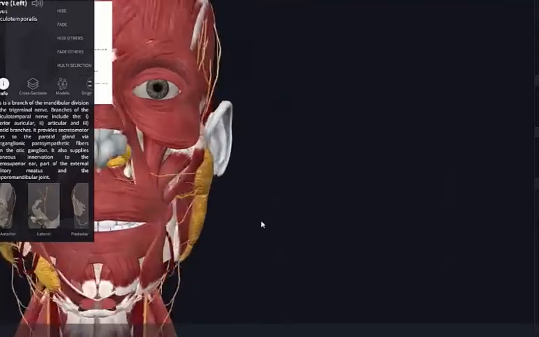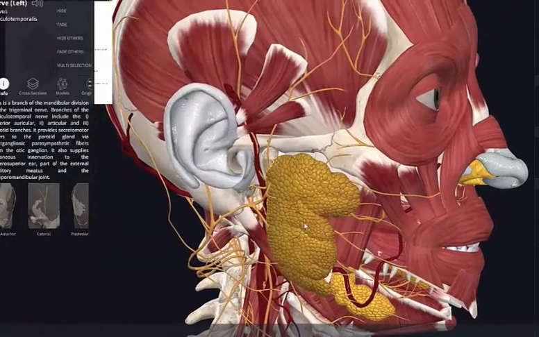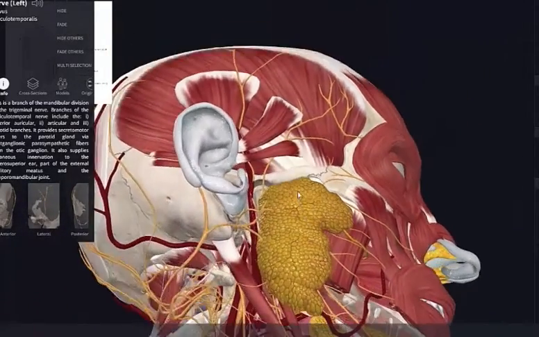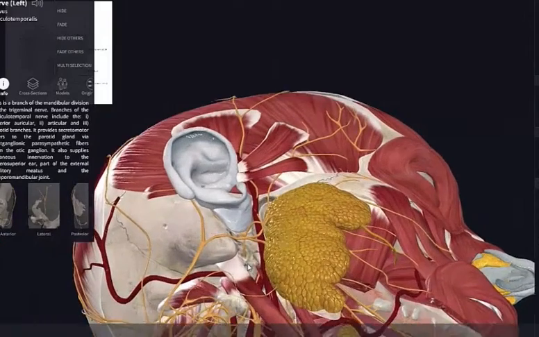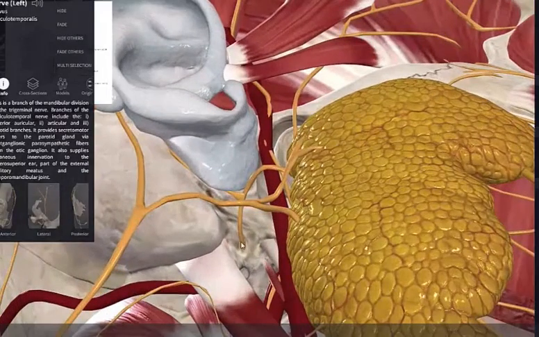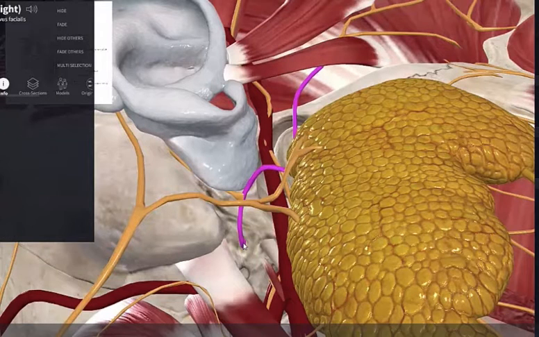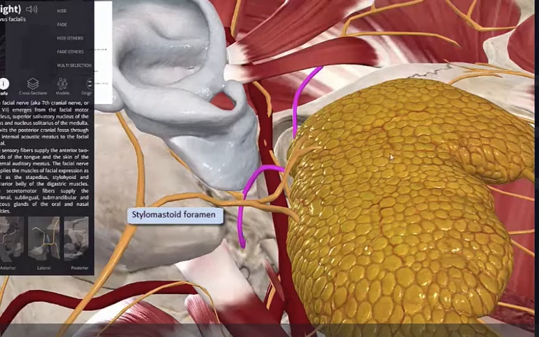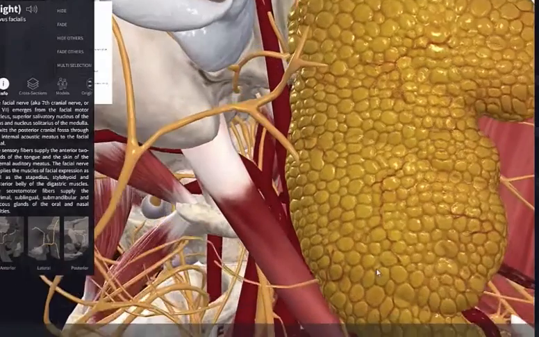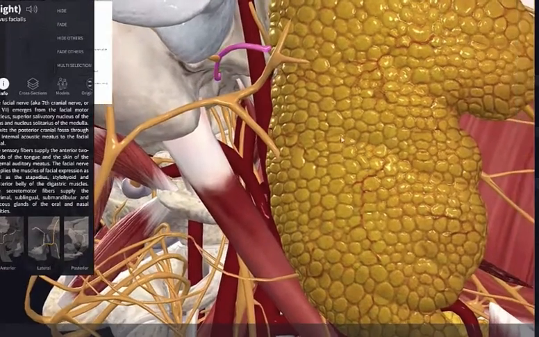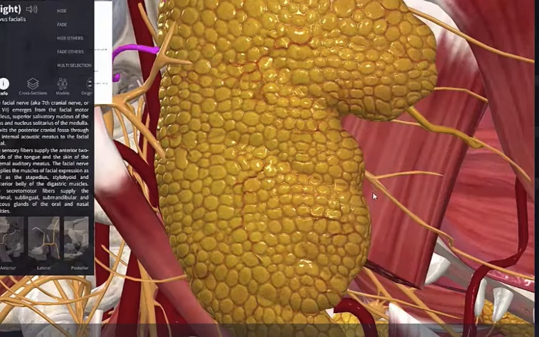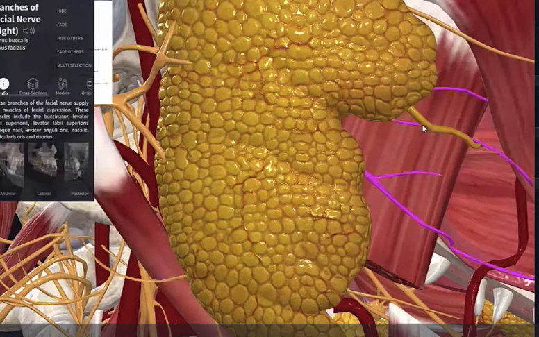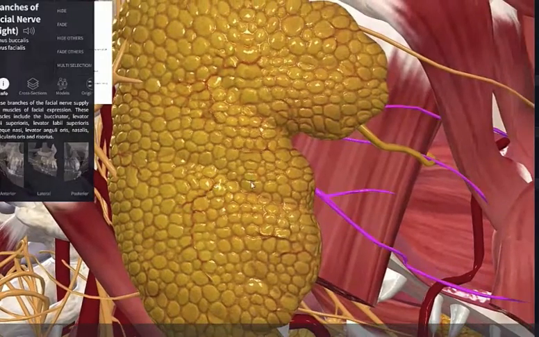All right, let's look at the other side. And if we look all the way up here, we can see there is an opening or a foramen through which the facial nerve comes out, right? The facial nerve comes through the stylomastoid foramen, and then it'll fan out and go through the parotid gland. So you can imagine during a parotidectomy, the surgeon has to be careful not to damage any of the branches of the facial nerve.